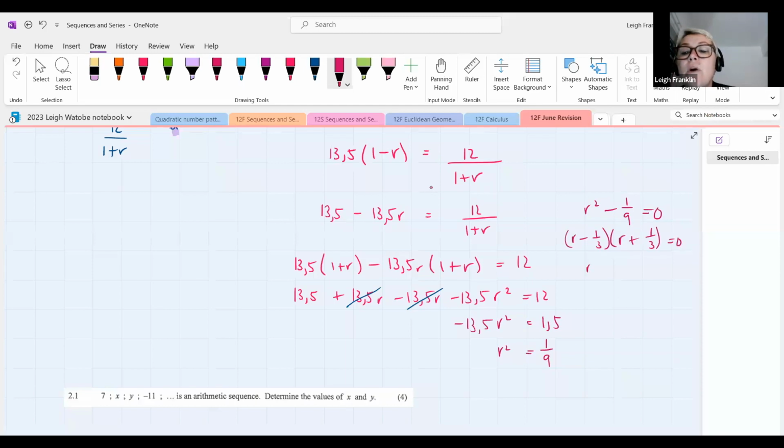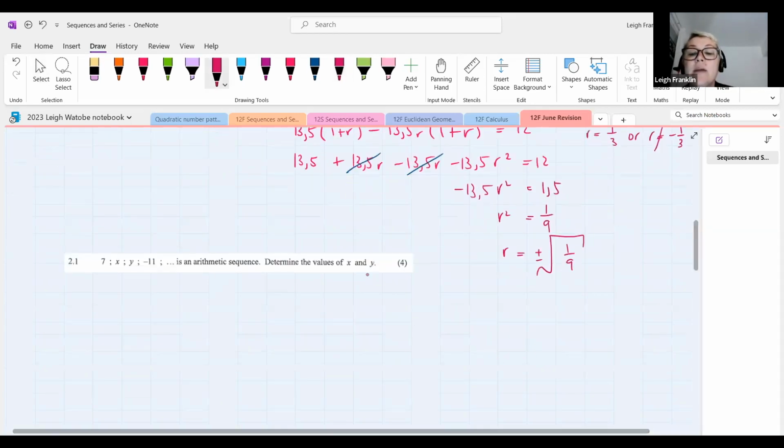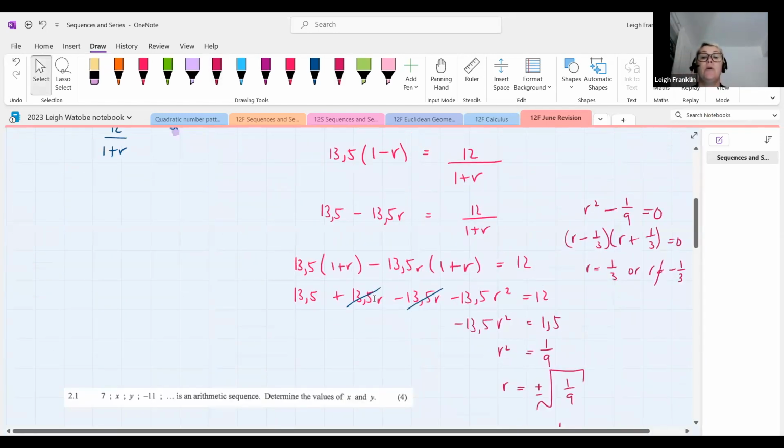So either R would be equal to 1/3, or R would be equal to -1/3, but they told us that R has to be positive. Or if you do continue to do it this way, R would be equal to plus or minus the square root of 1/9. Okay, but we were told that R was positive. So that's why we would choose 1/3.